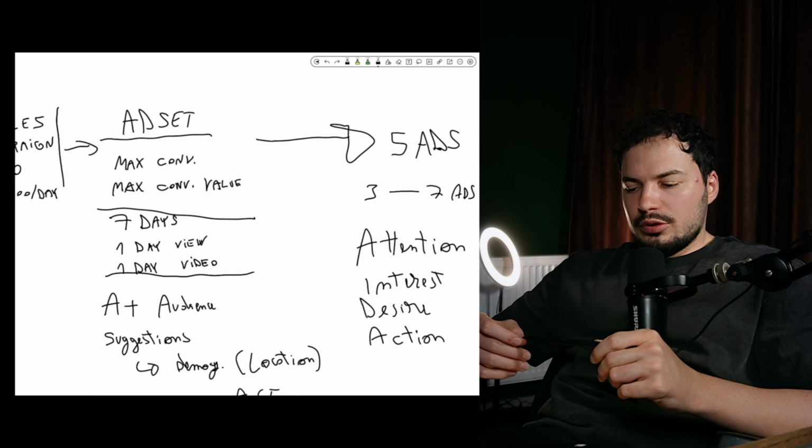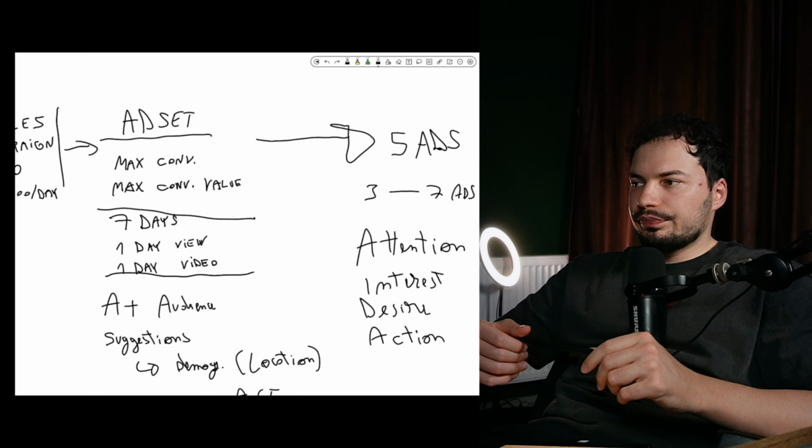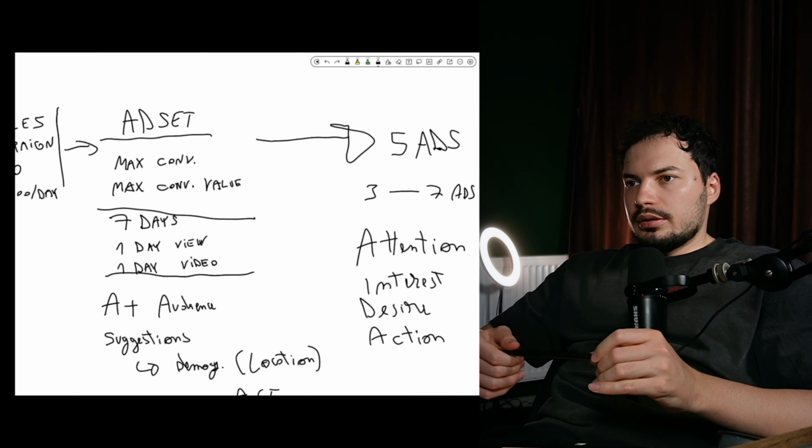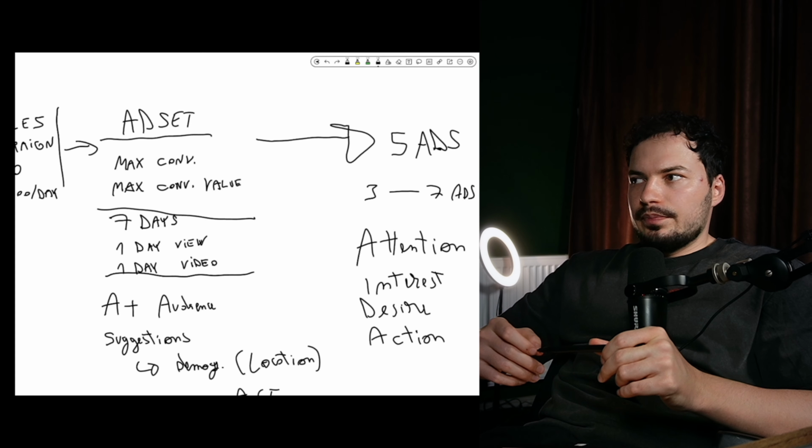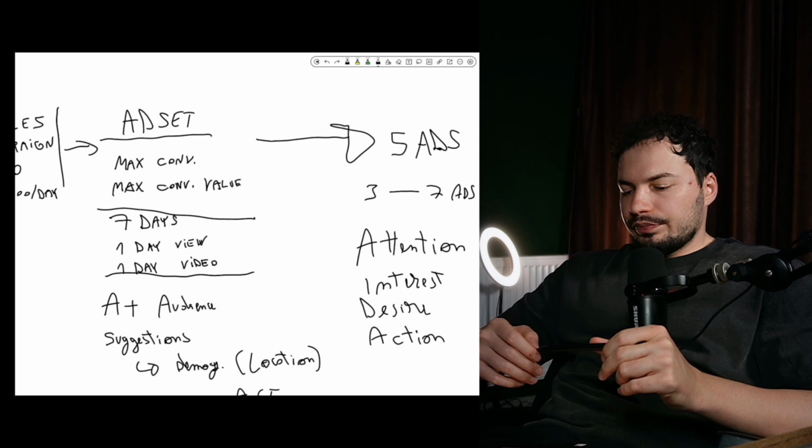So if you see that your creatives are not performing well, for example, they don't have a good click-through rate, or they have bad comments, or basically the CTR is low and the CPC is high, just close that ad and create another ad in the same ad set. That's pretty much it. It's not that hard.